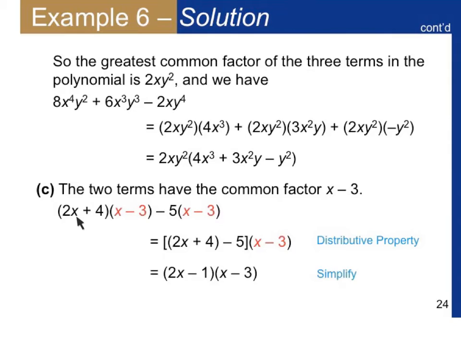Okay, and on this one, we have 2x plus 4 times x minus 3 minus 5 times x minus 3. Now these are already partially factored, but it's not completely factored because we have this minus in between. But notice we have a common factor here of x minus 3. So we can say, okay, let's divide the x minus 3 out of this term and this term. When we do that, we get 2x plus 4 minus 5. And we have brackets because we're multiplying the x minus 3 times both of these. And then we can just combine these like terms. We have 4 minus 5, so we get 2x minus 1 times that x minus 3.